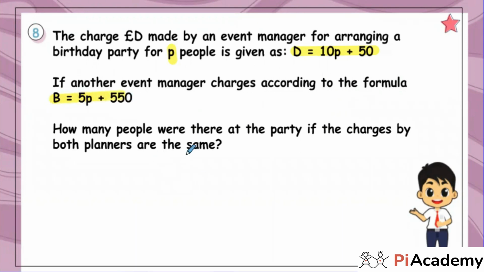So how many people were there at the party if the charges by both the planners are the same? If someone is saying they are the same, it means what? Here B equals D. As per the question, they mentioned B equals D. So I am making it easier for you. Instead of B, I can write 5P plus 550, and that equals 10P plus 50.